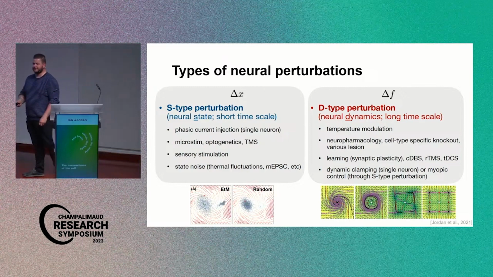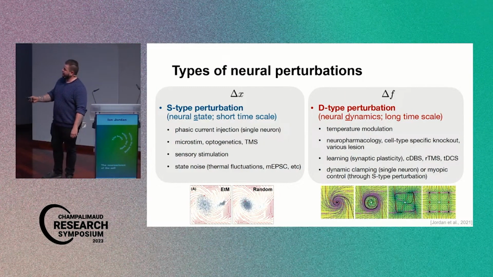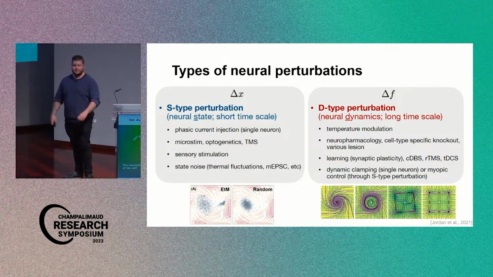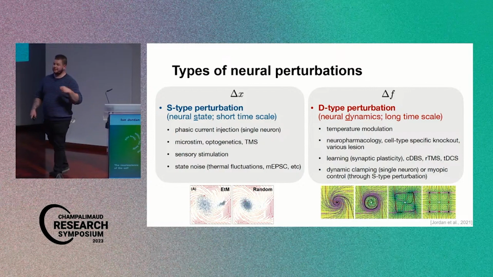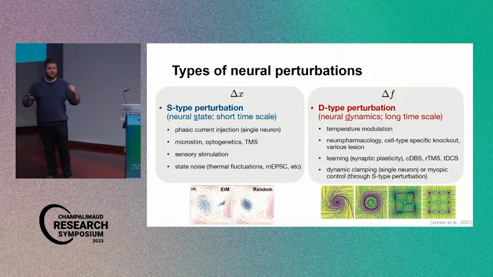Before I continue on, I just want to talk about the two types of perturbations that can occur in neural systems and more generally dynamical systems as a whole. We've already talked about S-type perturbation. That's your perturbation of state. You have a neural system. It is expressed by some phase portrait and some global topology of different attractors.